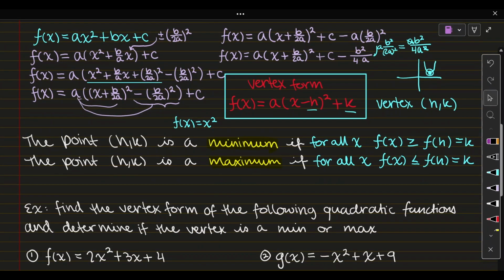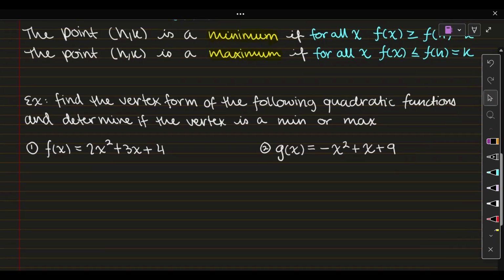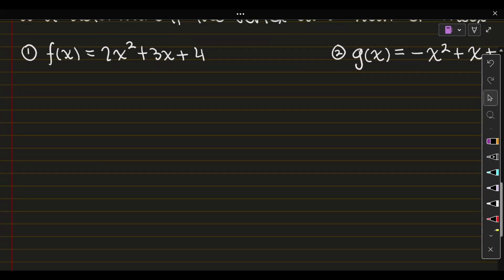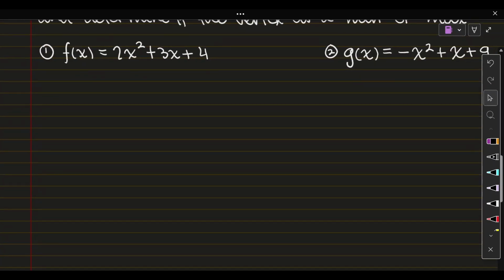So let's look at this with some actual numbers, and let me stop speaking nonsense with variables here. We want to find the vertex form of the following quadratic functions and determine if the vertex is a minimum or a maximum. Okay, so let's look at number 1 here. f of x equals 2x squared plus 3x plus 4. And we want to write this first in vertex form. So how are we going to do that?